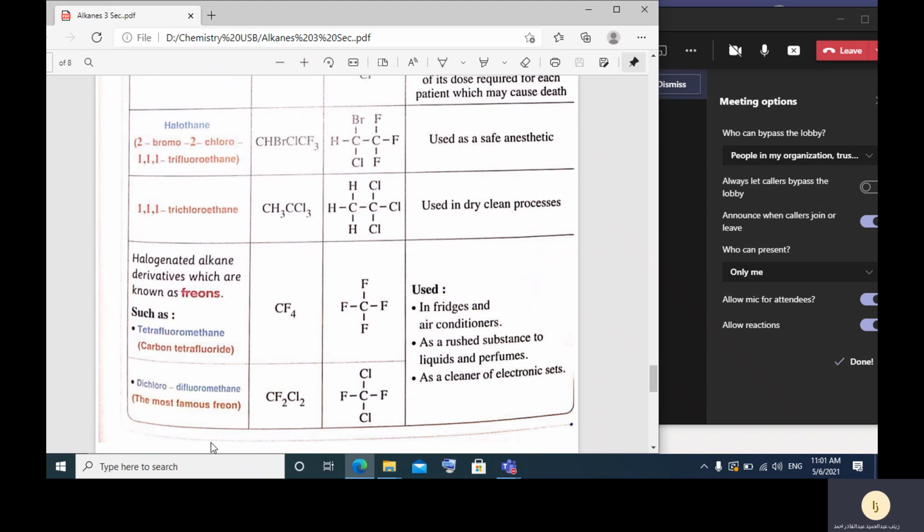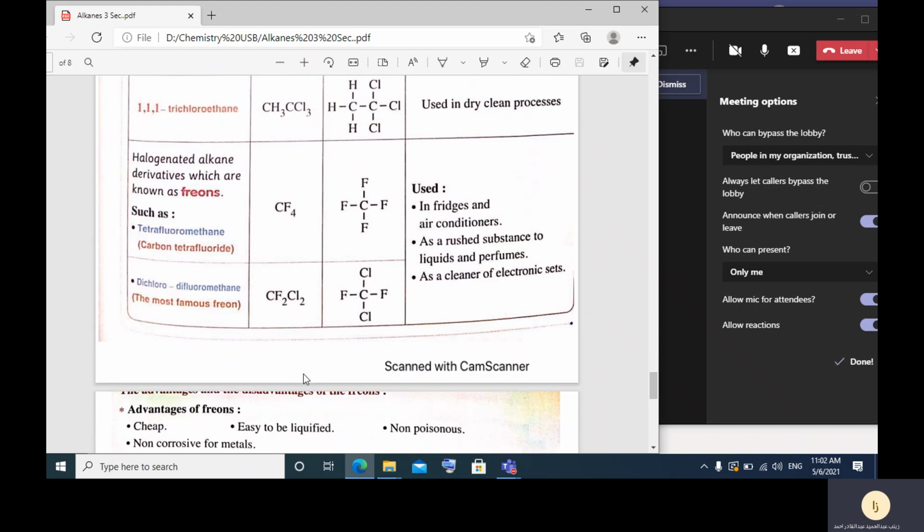Another example is difluoromethane. This is the most famous freon and also can be used in fridges and air conditioners or pushing material for liquids in perfumes or a cleaner for electrical sets.